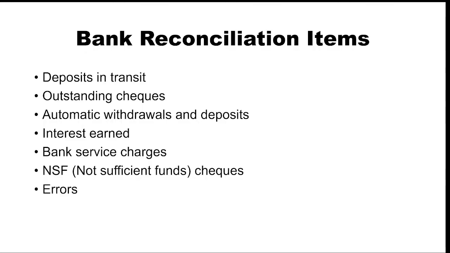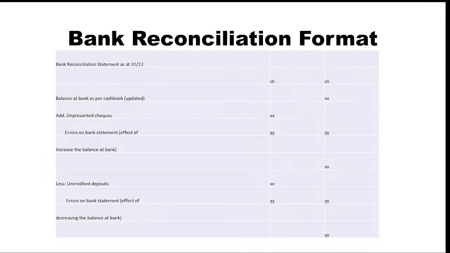So this one, they also have to be recorded, because a check previously recorded as part of the deposit may bounce because there are not sufficient funds in the issuer's checking account. You can also have errors. So those are the reconciliation items.